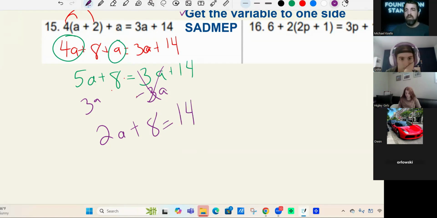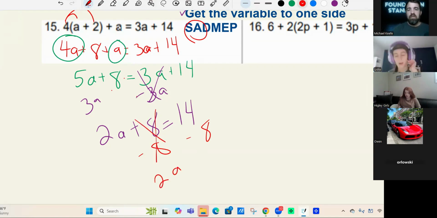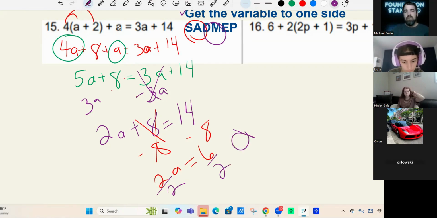And now it's a two-step equation, and it would just be a matter of following those steps in reverse. I would add or subtract first by subtracting 8 from both sides, and that's going to give me 2a equals 6. And then our last step, divide or multiply. I would divide by 2. That gives us a equals 3.